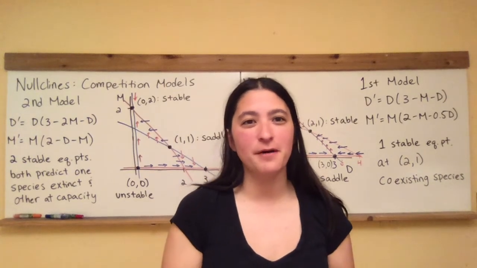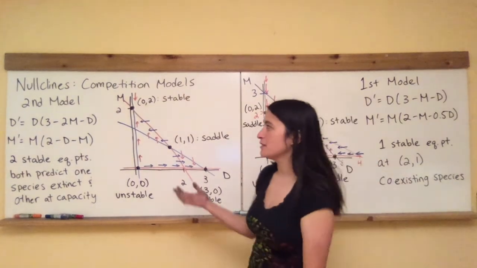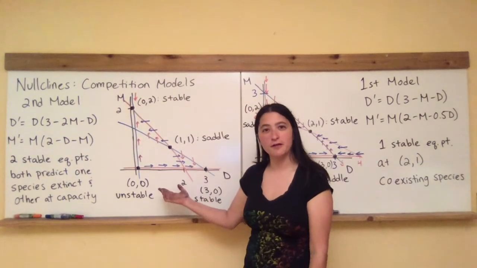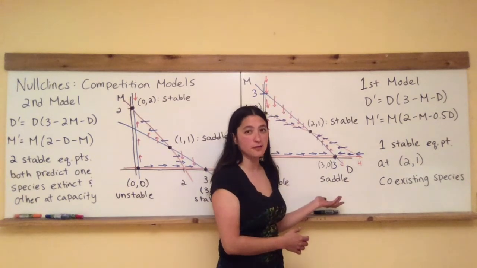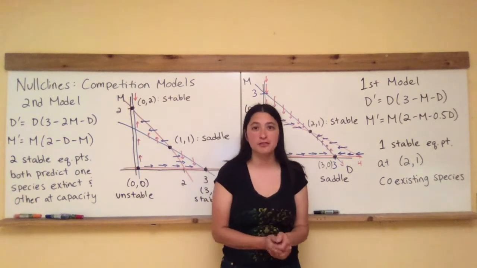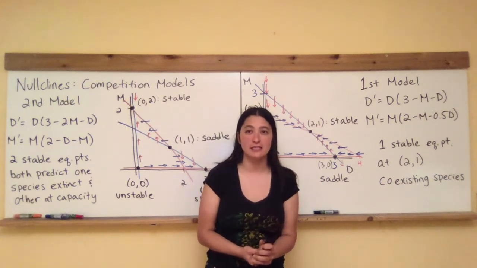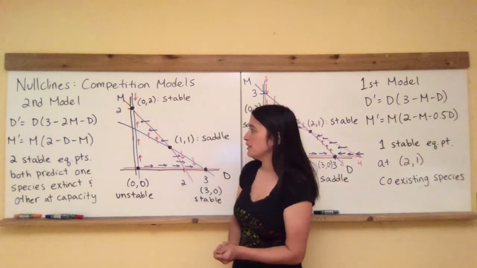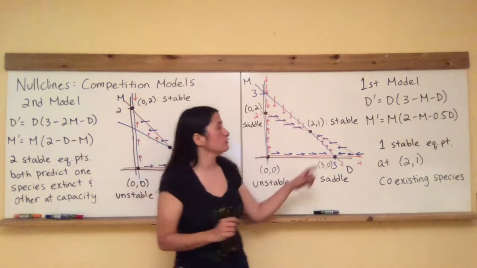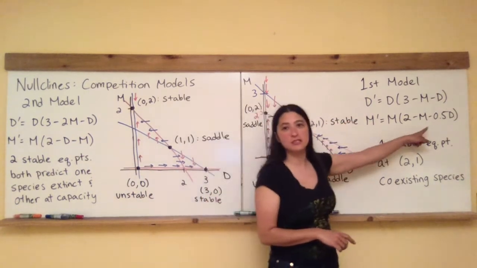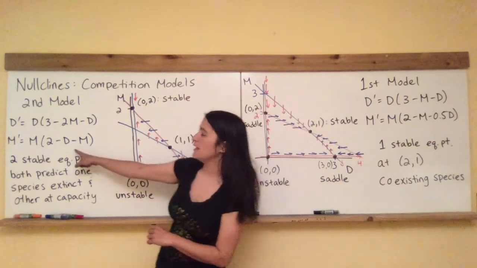Okay, let's wrap up our analysis of competition models by now taking a look at the behavior of a second model. The only difference between this second model and the first model that we studied in depth in the other video is that the parameters have changed just a little bit. Actually, the carrying capacity stayed the same, but what happened here was these numbers changed, like where there's a 2 here, there used to be a 1 there, where there was a 0.5 there, that changed to a -1 there.